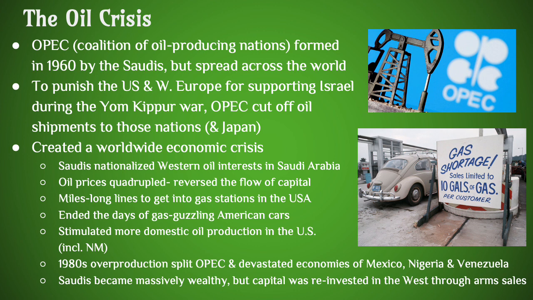By the 1980s, overproduction split OPEC. Once you're overproducing, then the value is going to go down. And it actually ended up devastating the economies of Mexico and Nigeria and Venezuela. Mexico isn't even in OPEC anymore. The Saudis became massively wealthy, but ultimately the capital does come back to the West because one of the things that the Saudis do with their massive wealth is start buying huge amounts of weapons, and they're buying all of that stuff, or almost all of that stuff, from the United States.